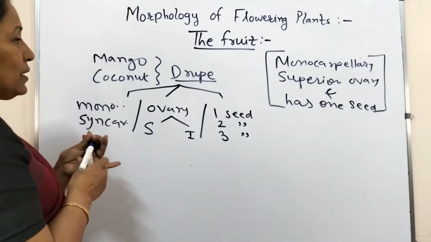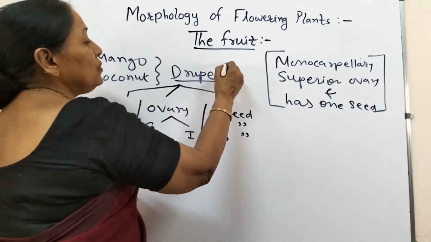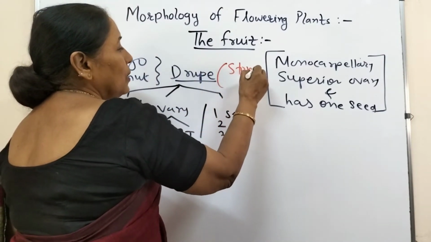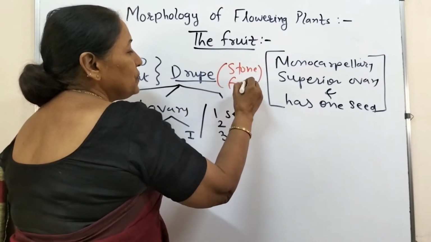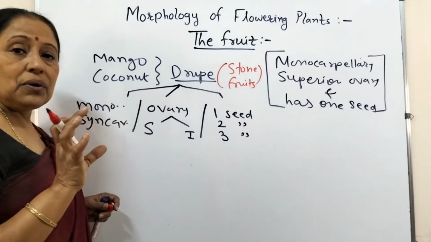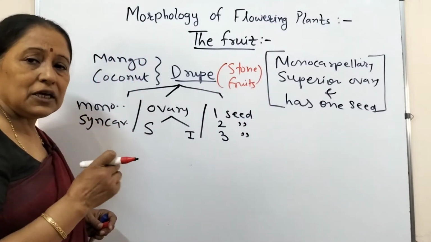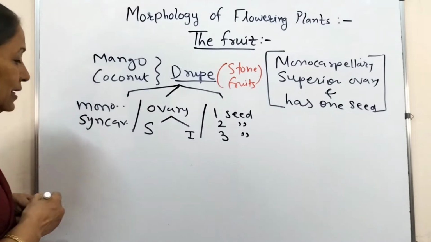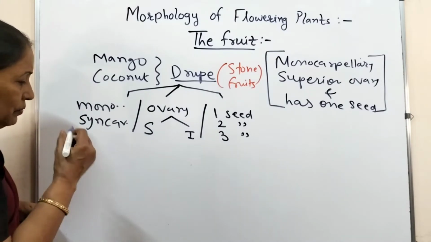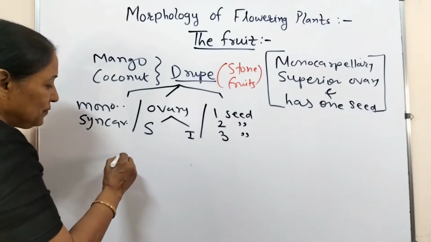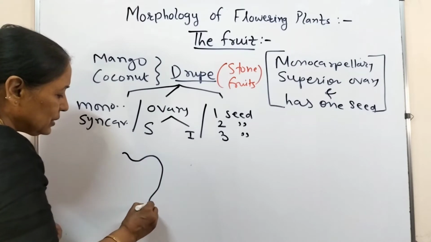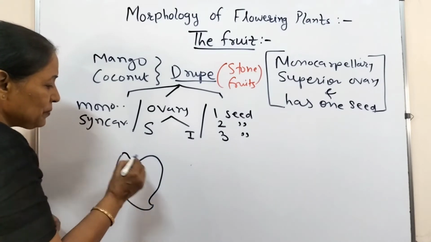These drupes are also called stone fruits, in which the endocarp becomes stony. It becomes very hard. Let us see how. We are first taking the example of mango. So, this is the mango.